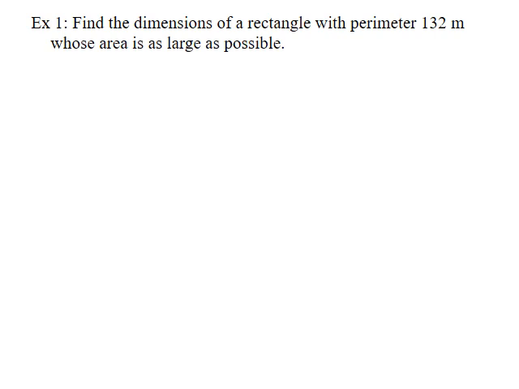This is an example of an optimization problem. It says find the dimensions of a rectangle with a perimeter of 132 meters whose area is as large as possible. On a lot of these problems, like in the related rates section, I'm going to try to draw a picture to label things for you. Essentially, you have a rectangle, and you know that the perimeter has to be 132 meters. We're trying to figure out the area needs to be maximized. Can you find the largest area possible?